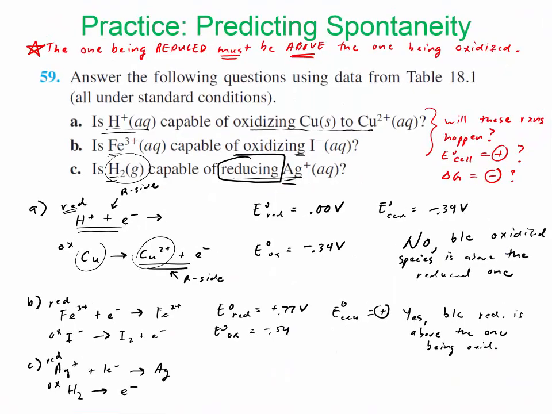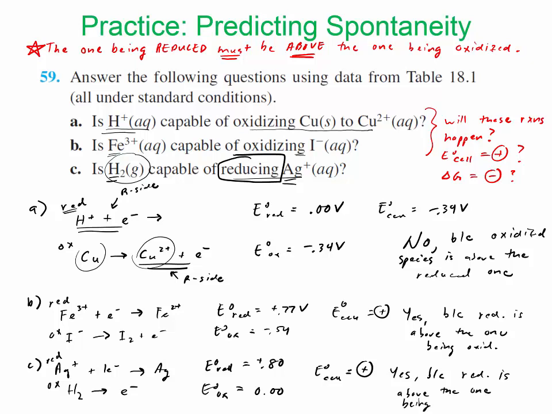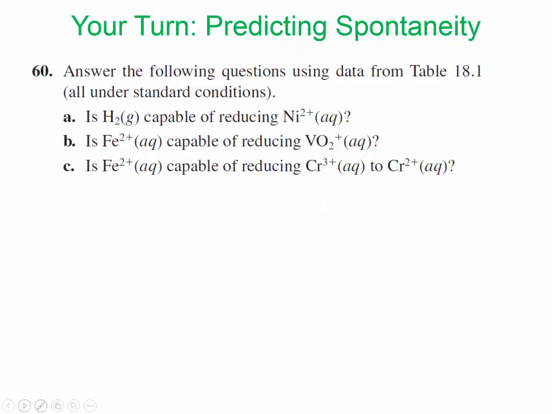So we're going to have the reduction for this one is a plus 0.80, and the oxidation for this one is 0. So the answer is E cell is going to be positive. It's going to be 0.80 plus 0. So the answer is yes, because the reduction half reaction is again above the one being oxidized.